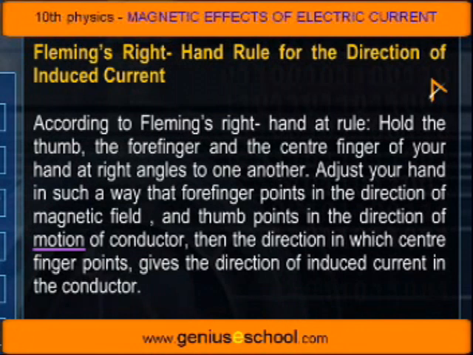According to Fleming's right hand rule, hold the thumb, the forefinger and the center finger of your hand at right angles to one another. Adjust your hand in such a way that the forefinger points in the direction of magnetic field and thumb points in the direction of motion of conductor. Then the direction in which the center finger points gives the direction of induced current in the conductor.